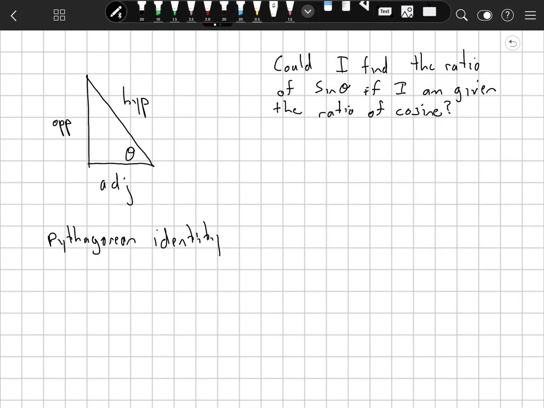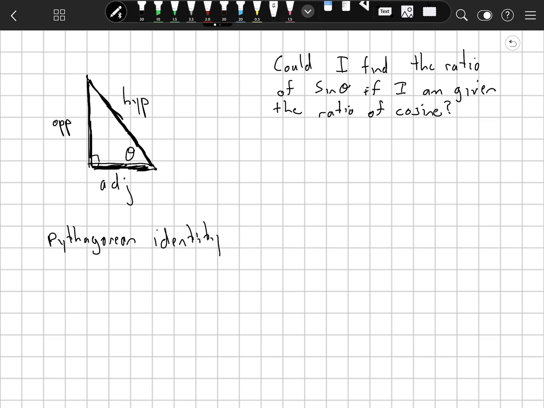I wanted to look at something with you. It's called the Pythagorean identity. And the question here is, could I find the ratio of sine of an angle if I'm given the ratio of the cosine of that angle? So let's go over what that means. If I had sine, which is opposite over hypotenuse, could I determine cosine, adjacent over hypotenuse? So that's kind of the question there.